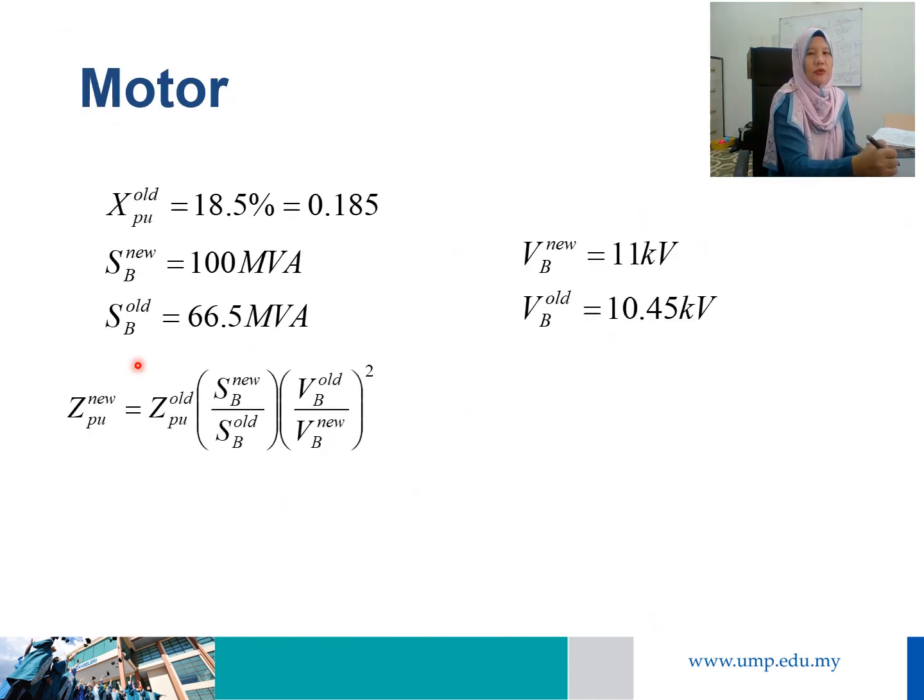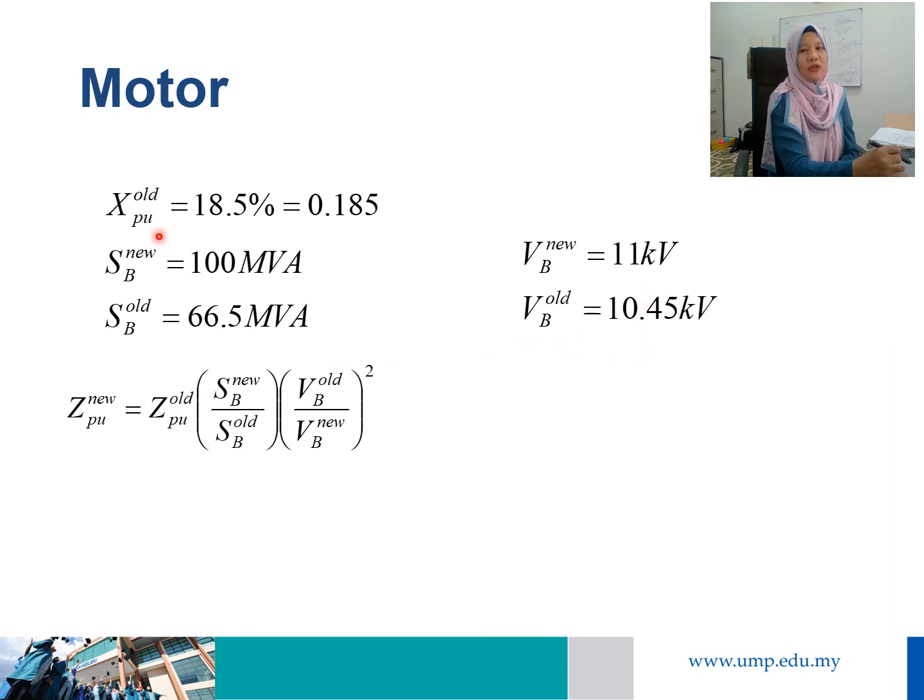The new impedance of the motor load is equal to the old impedance in per unit multiplied with the new base power divided by the old base power, multiplied with the old base voltage divided by the new base voltage, squared. And we know that the old impedance of the motor load is equal to j0.185 PU. The new base power is 100 MVA. The old base power is 66.5 MVA. And the new base voltage is equal to 11 kV, which is actually the base voltage at region number 4 because the motor is located at region number 4. And the old base voltage is equal to 10.45 kV.